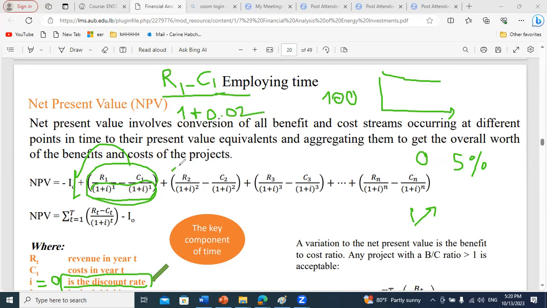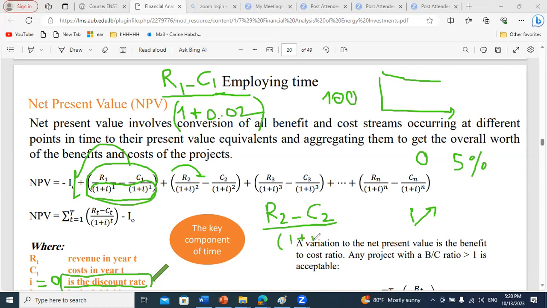So now if I take year 2, I should divide again by 1.02. So now I will do R2 minus C2. But now instead of just dividing one time by 1.02, I should divide by 1.02 times 1.02, because I'm going 2 years backward in order to go back to the present value. So I divide then by 1 plus I to the power 2.